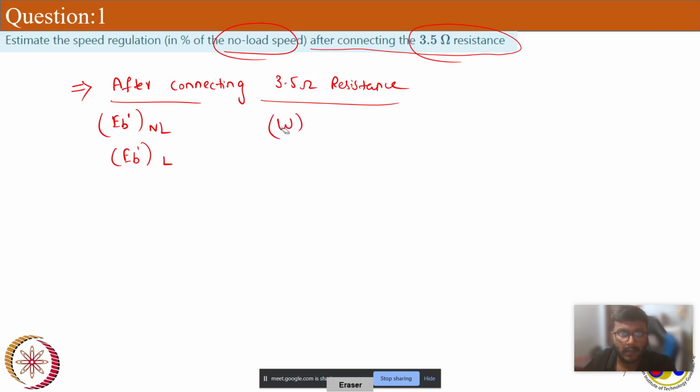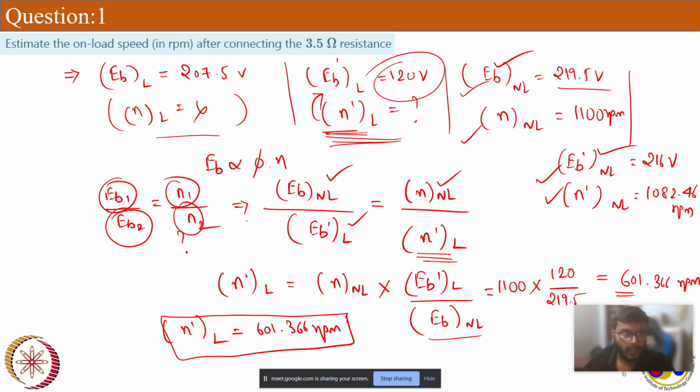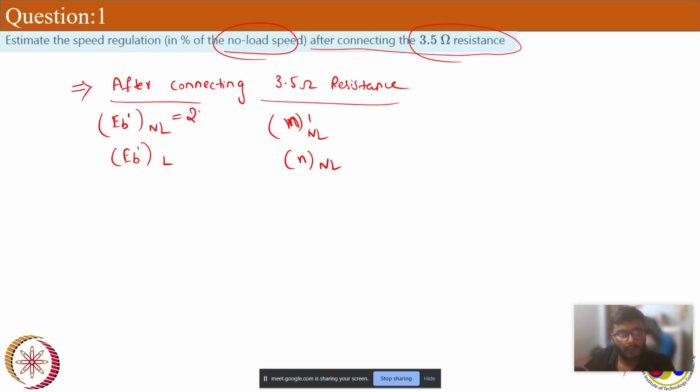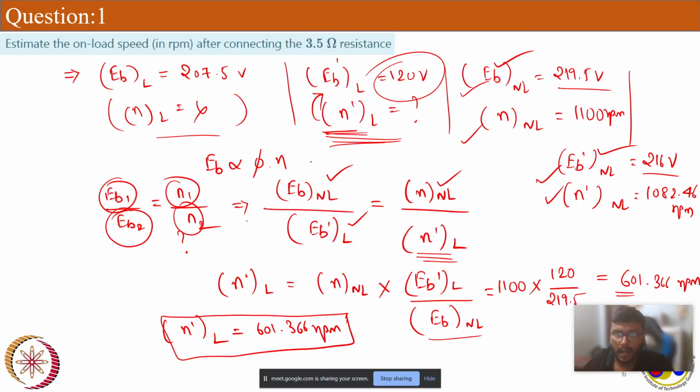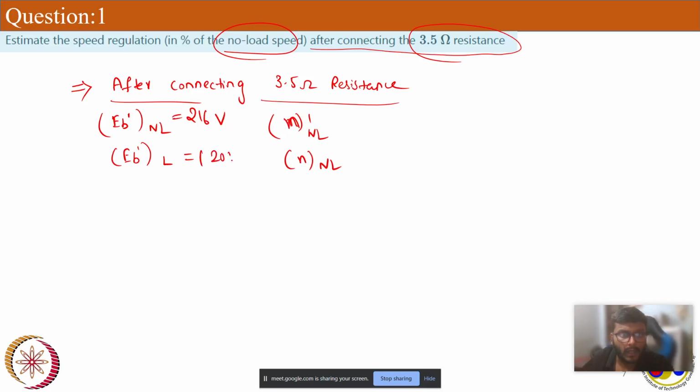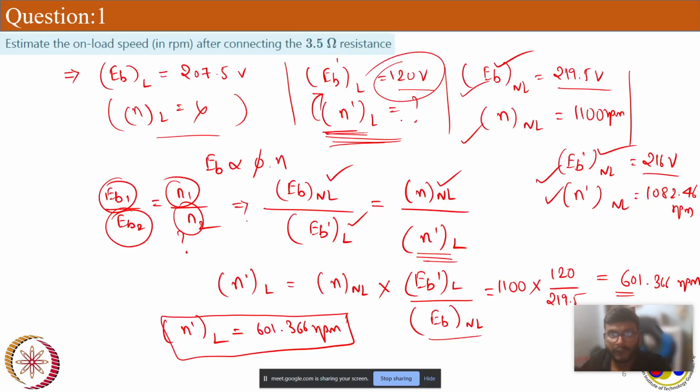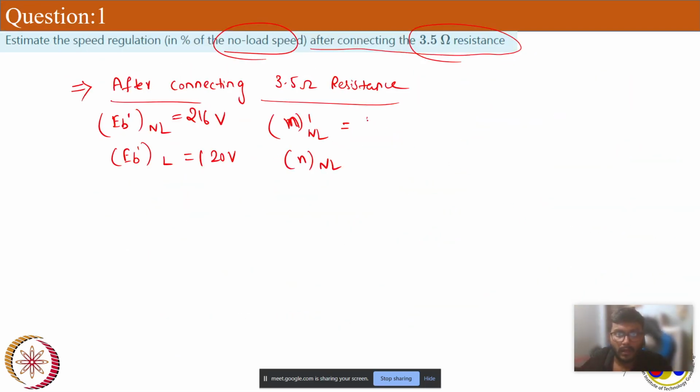We write it as N, following the same convention: N dash NL and N dash L. Now what is Eb dash NL? Eb dash NL is 216 volts. Eb dash L is 120 volts. Now in my no load, what is my speed after adding the resistance? N dash NL is 1082.46 rpm.